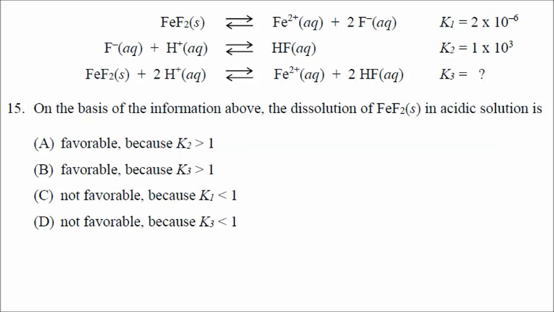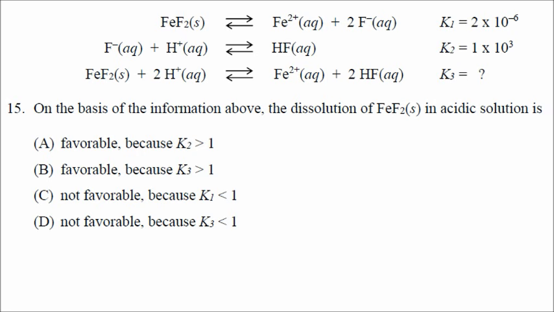Equation number 1 in this question is FeF2, so iron Roman numeral 2 fluoride, dissociating to produce iron 2 ions and fluoride ions. And we have a K of 2 times 10 to the negative 6. So that solid is not very soluble in water. Then we have the reverse of a weak acid, so we're kind of combining fluoride and H plus to produce hydrofluoric acid, and that is a large value of K because the reverse is small. Then we have a reaction involving the FeF2 reacting with acid.